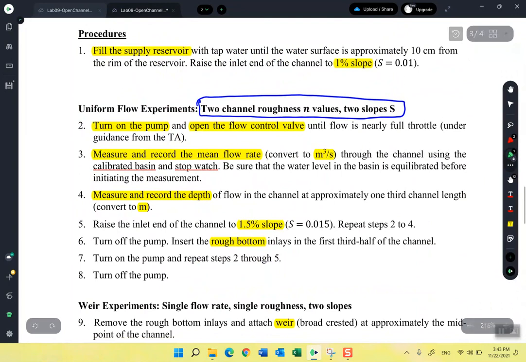Third thing is that you will fill the reservoir. Of course, we have the pump that will push the water from the tank, or from the reservoir, so we'll have to fill the reservoir first. For the first experiment, we will set the slope to 1%, and before doing anything, we should turn on the pump, open the flow control valve, and after doing that, we will get our first measurement, which is the mean flow rate.